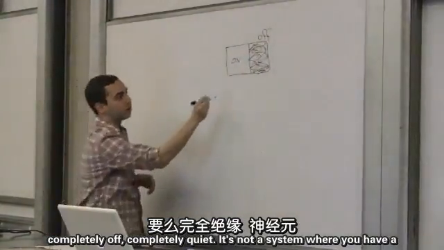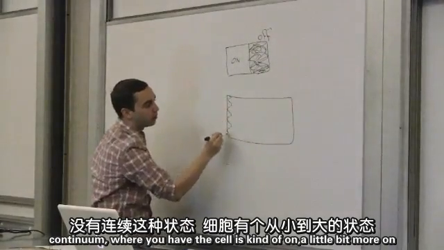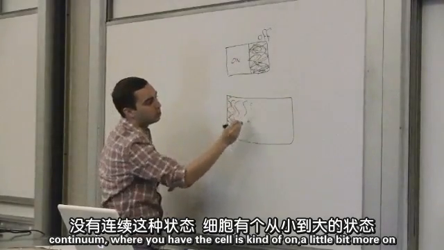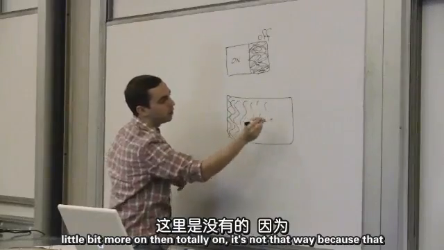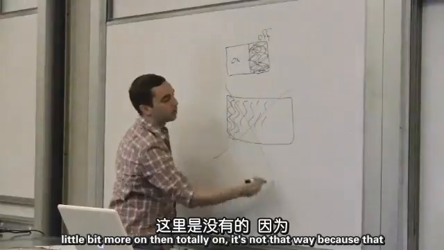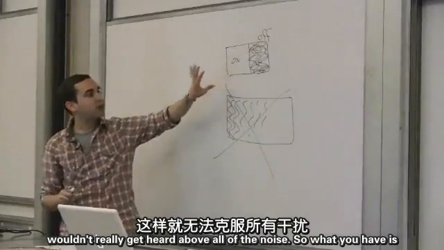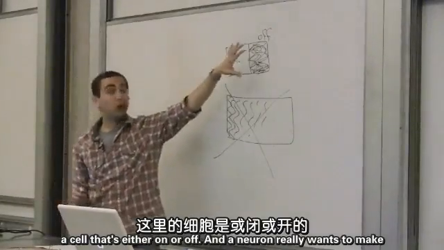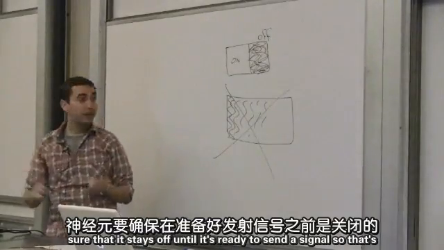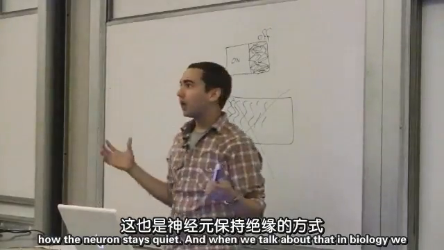It's not a system where you have a continuum, where the cell is kind of on, a little bit more on, a little bit more on, and then totally on. It's not that way, because that wouldn't really get heard above all of the noise. So what you have is a cell that's either on or off. And a neuron really wants to make sure that it stays off until it's ready to send a signal. So that's how the neuron stays quiet.